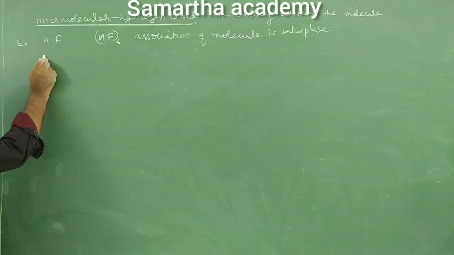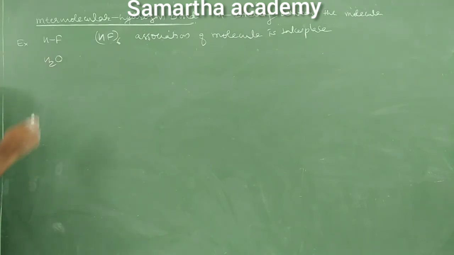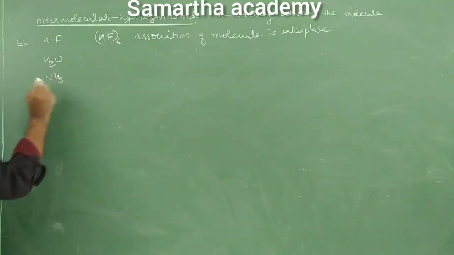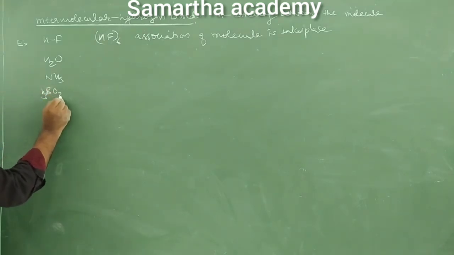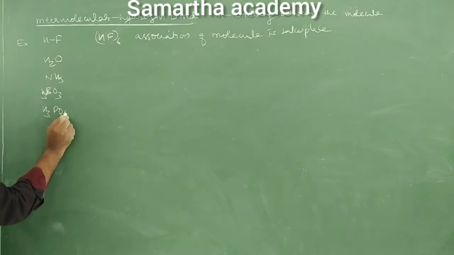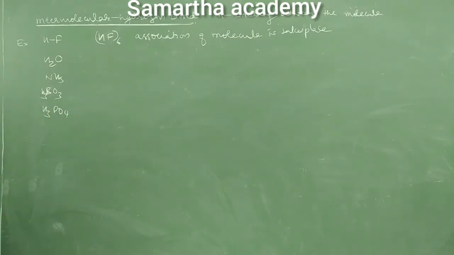Next, another example is water. Next example is ammonia. Okay, even you can take boric acid, H3BO3, H3PO4, phosphoric acid. Even you can take orthonitrophenol, we have taken for what? Intra. You can take paranitrophenol.